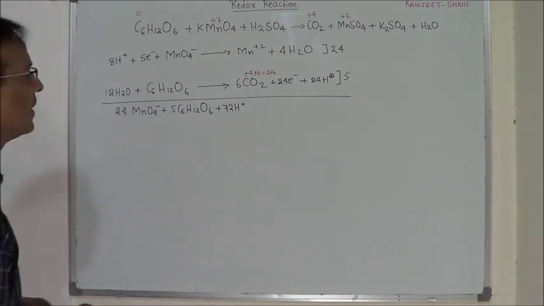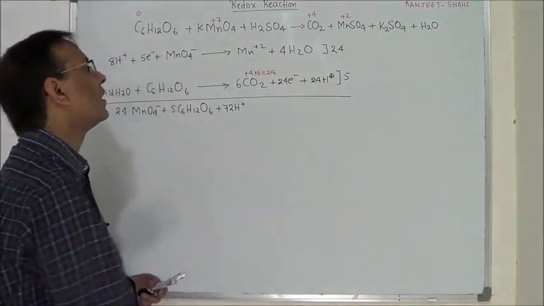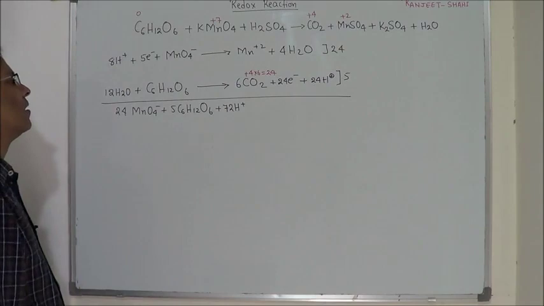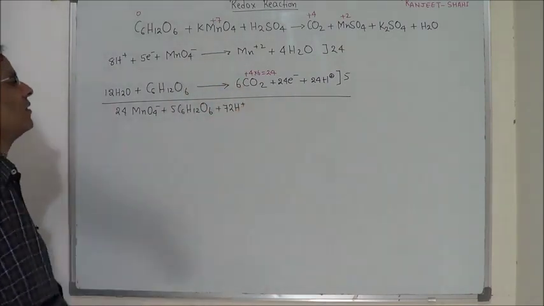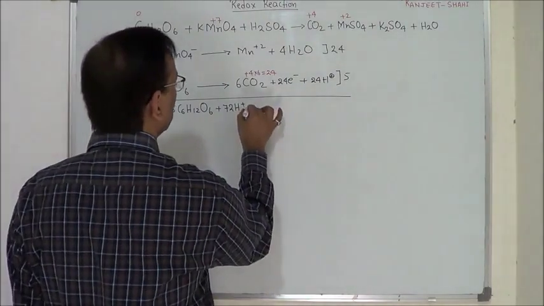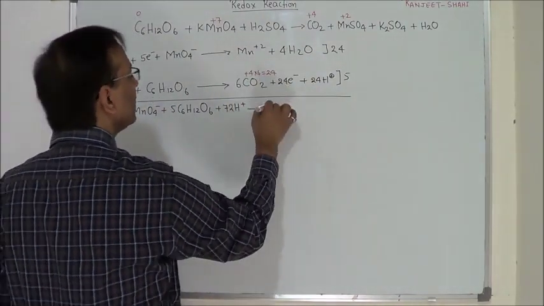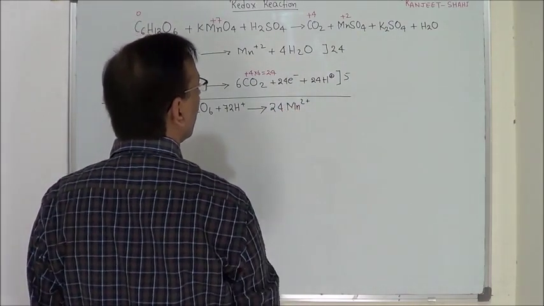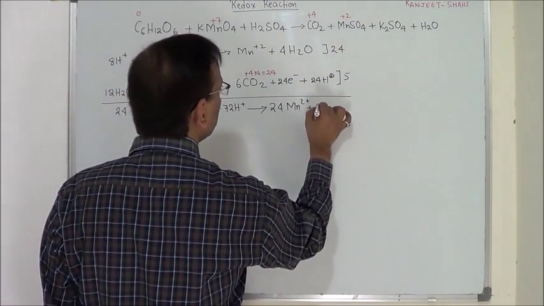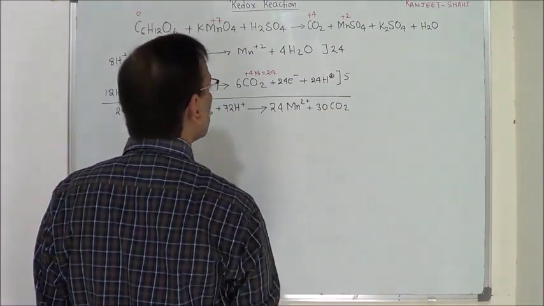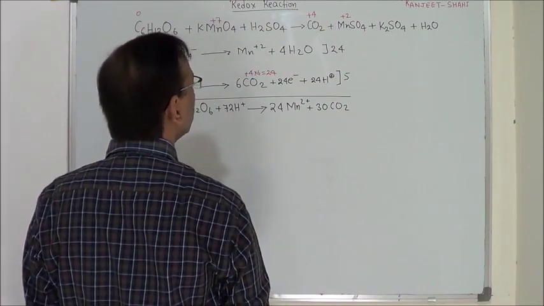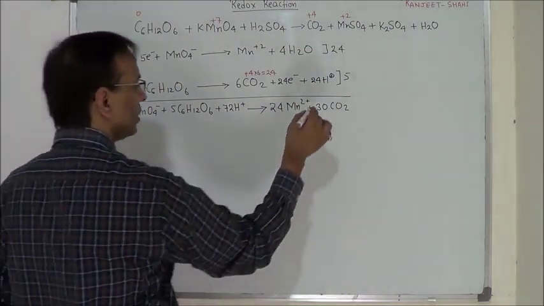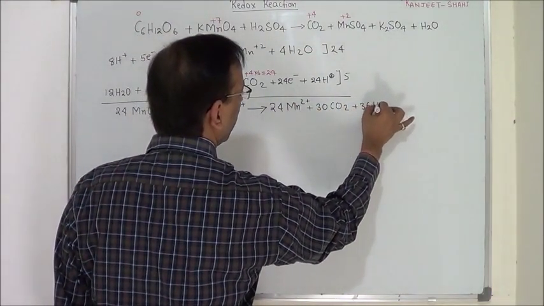What about water? 24 into 4, 96, 5 into 12, 60. So 36 water will be on the right side. 24 manganese ion, 5 into 6, 30 CO2, and then we counted water: 24 into 4, 96, 5 into 12, 60, so 36 water.